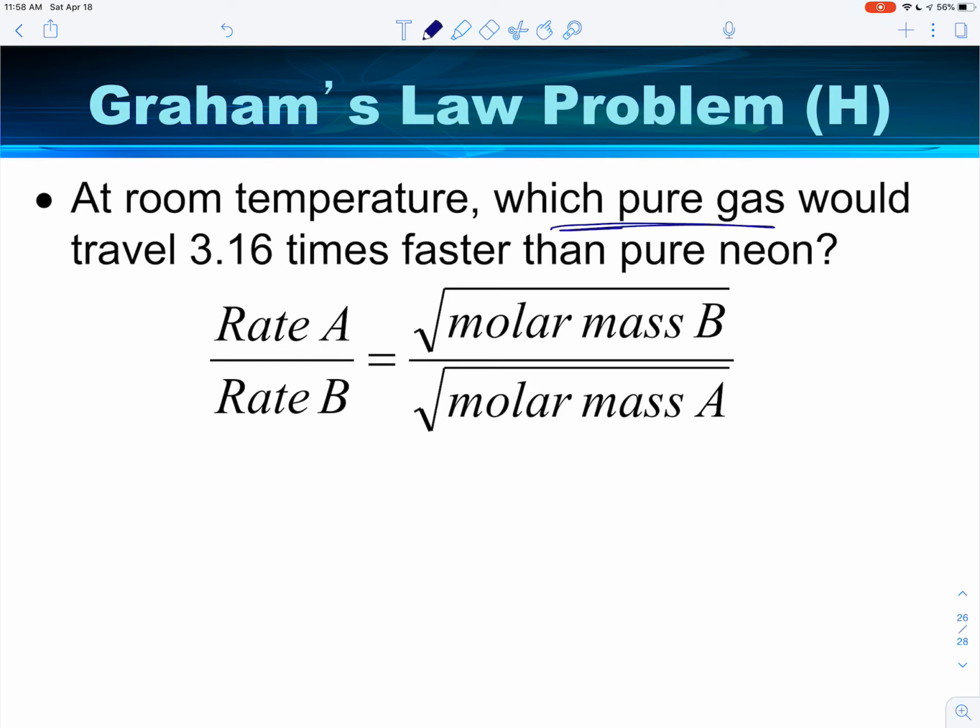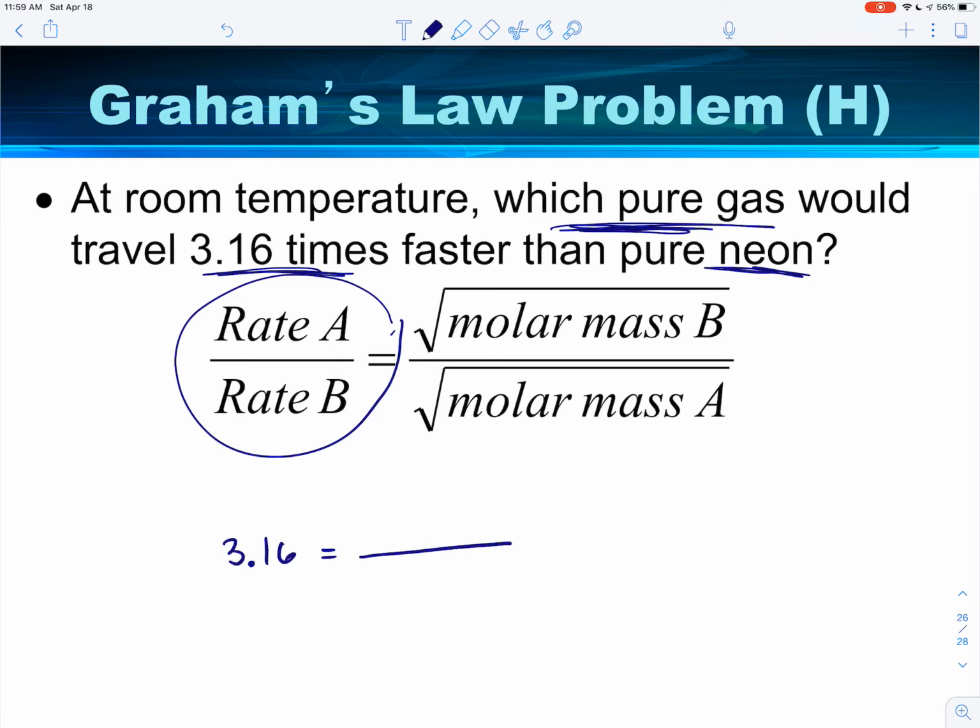Okay, here's a similar problem, except we have a different unknown. So which pure gas is the question, okay, is faster than neon? So if it's 3.16 times faster, so we're going to put 3.16 over here. That's the ratio. So the question is, is the unknown lighter than or heavier than neon? Okay, good. Yeah, it's going to be lighter than neon because it's faster than neon.